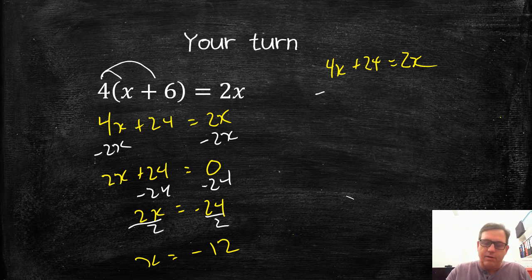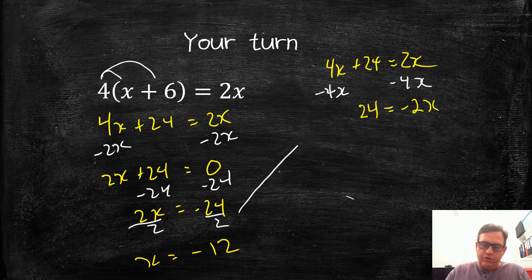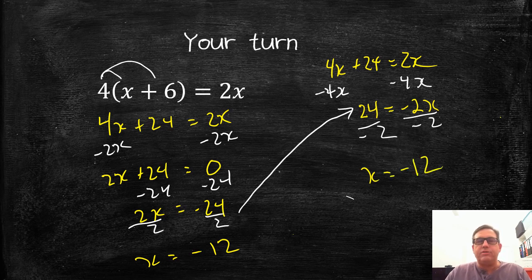Well, if I move the bigger one, I'm going to take away 4x from both sides, and that would leave me with 24 on the left side and minus 2x on the right side. That looks a bit familiar, doesn't it? It's just the reverse of that. The signs are just on the opposite side. So what could I do? I could divide by minus 2, and x is going to equal minus 12. I end up with the same answer.